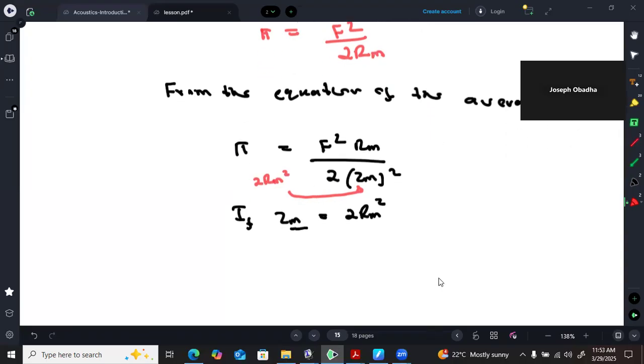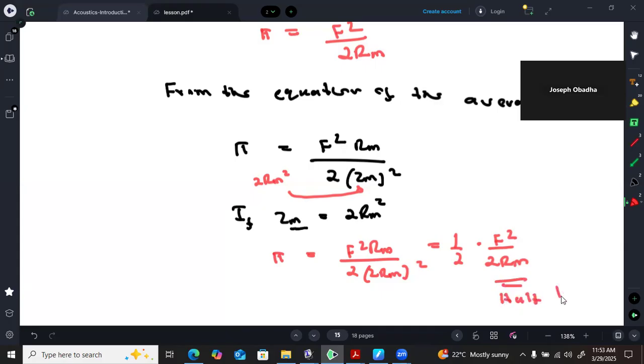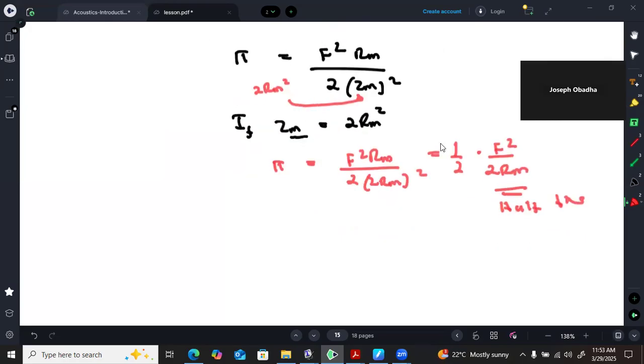Then we'll have P equal to F squared Rm over 2 into 2Rm squared, which would be equal to a half into F squared over 2Rm, which is half the average power.